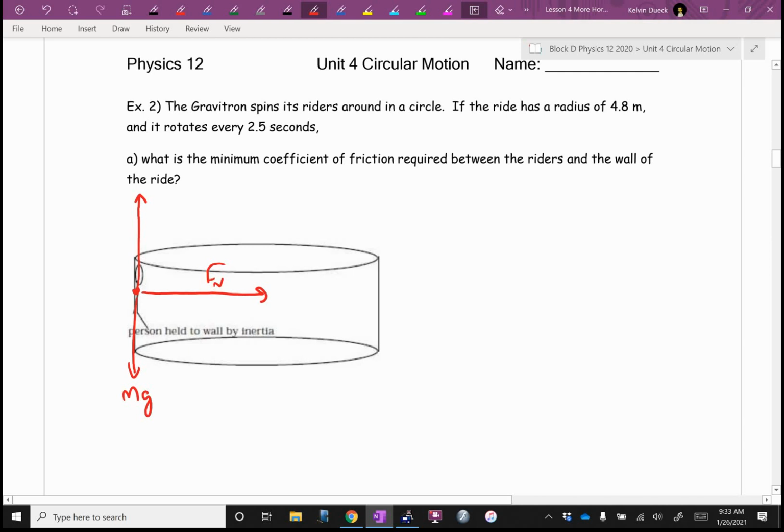So here's my question. What's that up arrow? Would the Gravitron work if you were lying against ice? No. Turns out no. You need friction to hold you there. Yeah, okay. Friction.